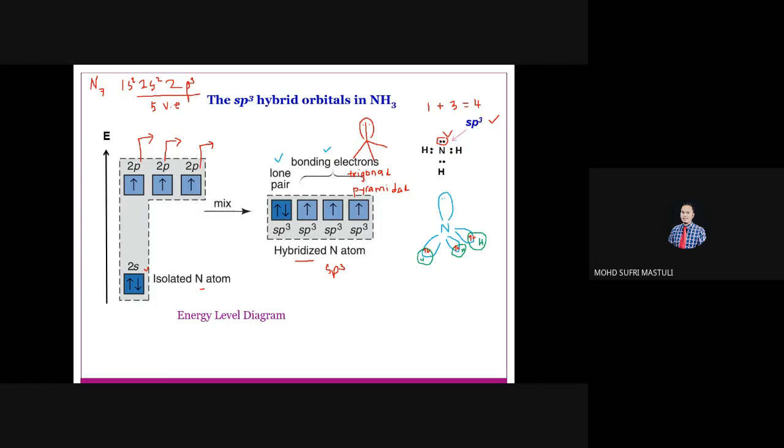So according to the valence bond theory, there should be overlapping between s and sp3, s and sp3, and also s and sp3. So this is the geometry, trigonal pyramidal: sp3 with one lone pair, and sp3 overlapping with the s orbital, sp3 with the s orbital, sp3 with the s orbital. Okay.